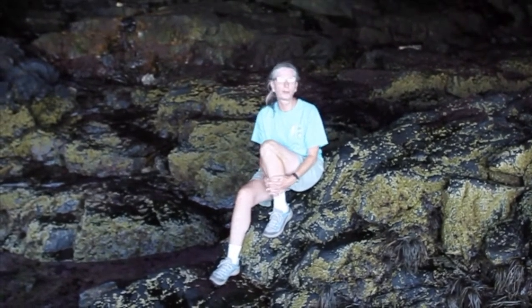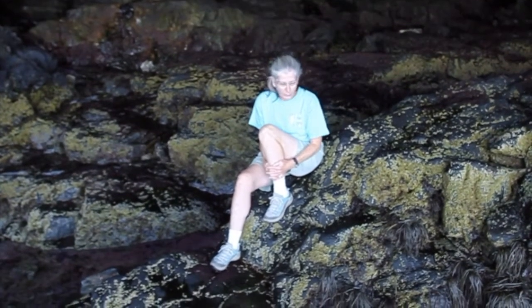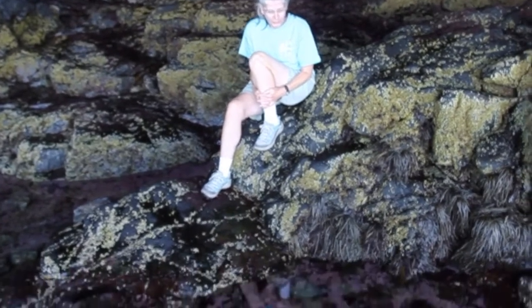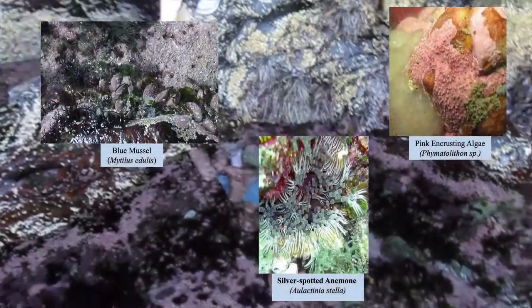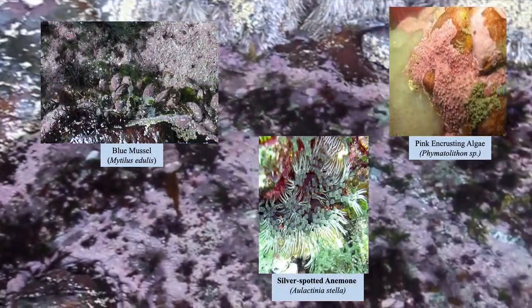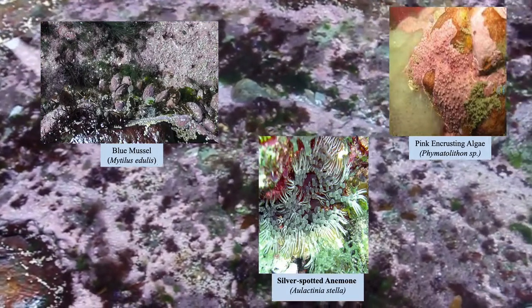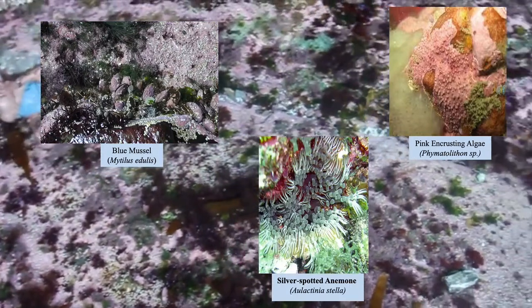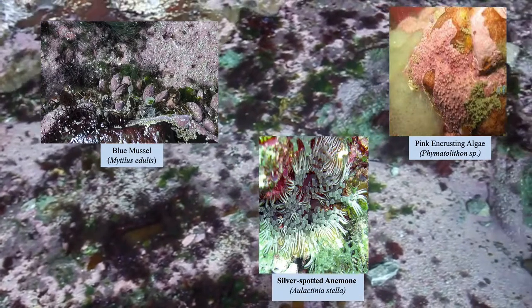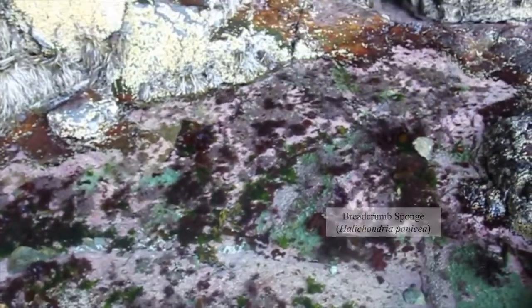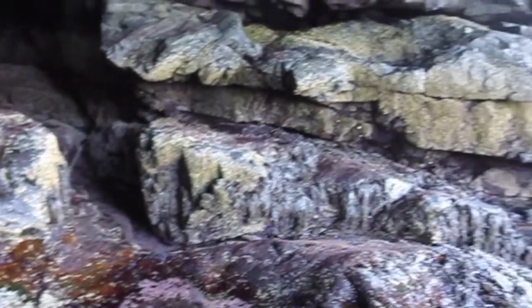And so a lot of organisms live in this tidal pool that you might not see even in other tidal pools because of the shelter. Those might include blue mussels, sponges, different species of sea anemones, sea urchins, and a variety of red algae like pink encrusting algae. Yet another example of the extraordinary coastal realms of Acadia National Park.